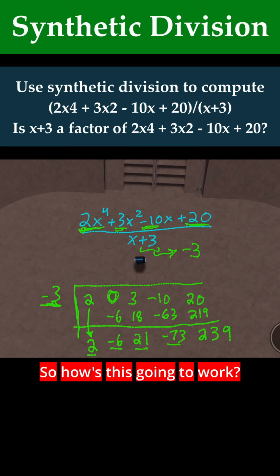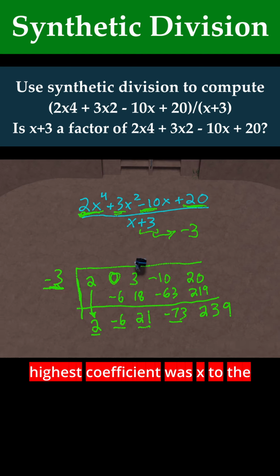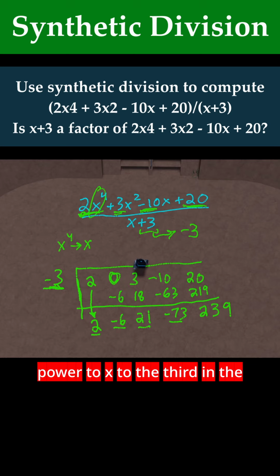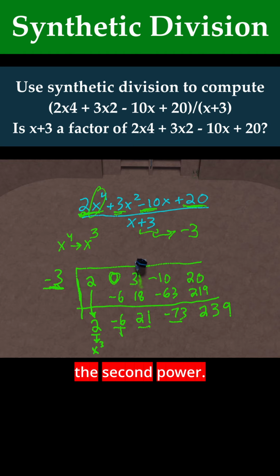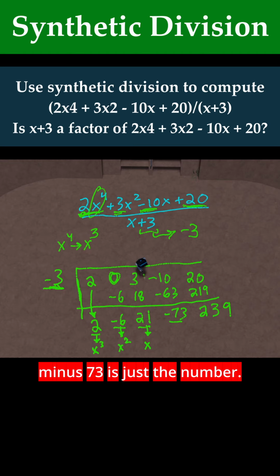So how's this going to work? Well, in the numerator, the highest power was x to the fourth power. Therefore, you go from x to the fourth power to x to the third in the answer. So this 2 is the coefficient on x to the third power. And you just keep going down. Minus 6 is the coefficient on x to the second power. 21 is the coefficient on x. Minus 73 is just the number. And then 239 is our remainder.